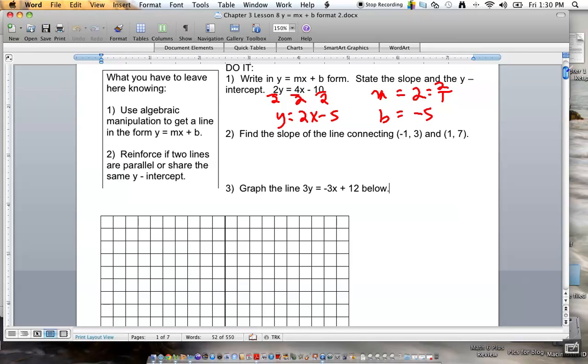Negative 5. Good. Y-intercept's always that number at the end. Okay. Next one, find the slope of the line connecting. Now, we've done a lot of this over the last couple of days. We should know that slope formula.